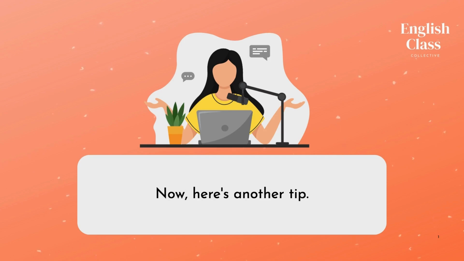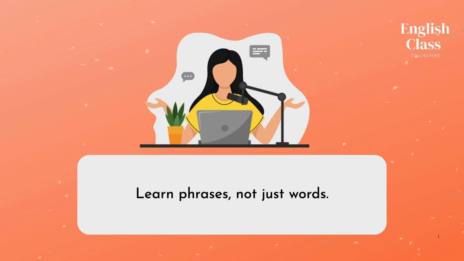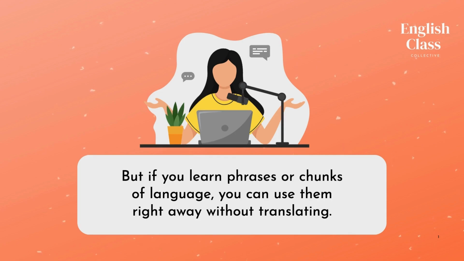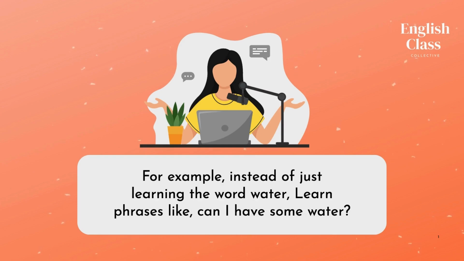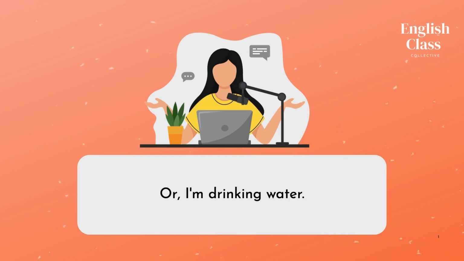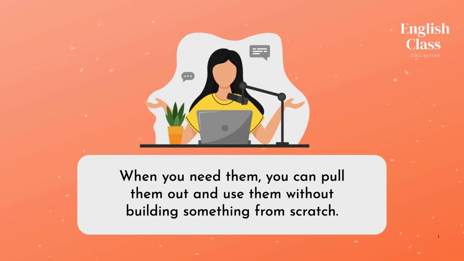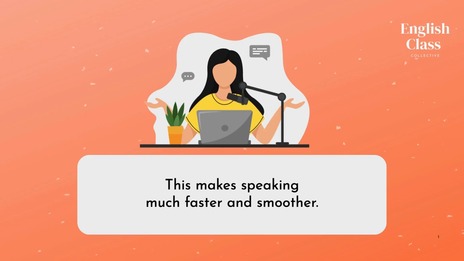Now, here's another tip. Learn phrases, not just words. When you only memorize single words, you have to think about how to put them together in a sentence. But if you learn phrases or chunks of language, you can use them right away without translating. For example, instead of just learning the word water, learn phrases like, "Can I have some water?" or "I'm drinking water." Think of these phrases like tools in a toolbox. When you need them, you can pull them out and use them without building something from scratch. This makes speaking much faster and smoother.